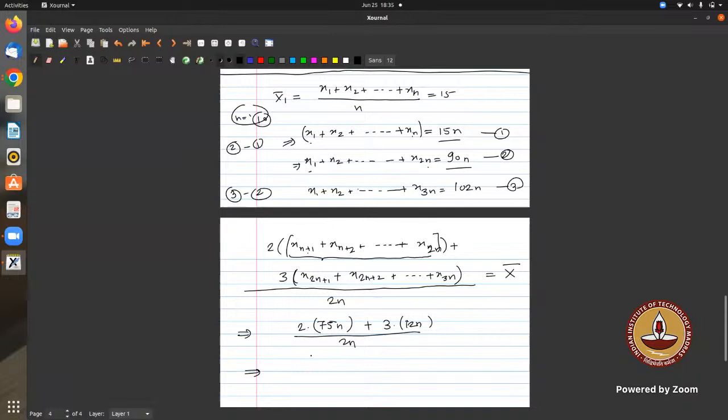So this is 150n plus 36n, divided by 2n, which equals 186n divided by 2n. That is 93. And 93 is what? The mean, x bar. So that should be the mean, right? Let me cross-check.